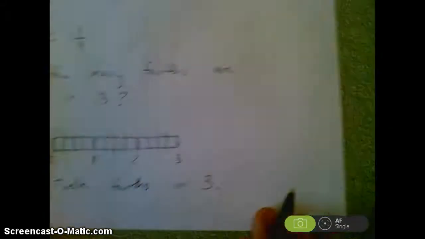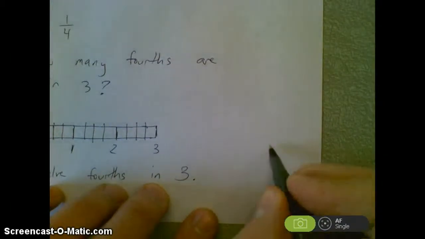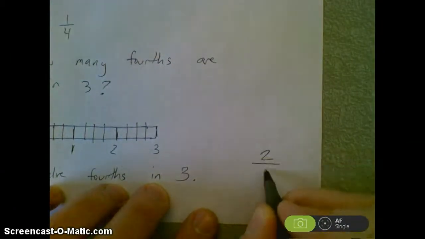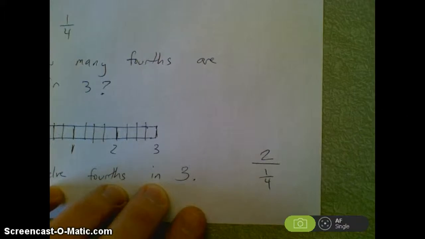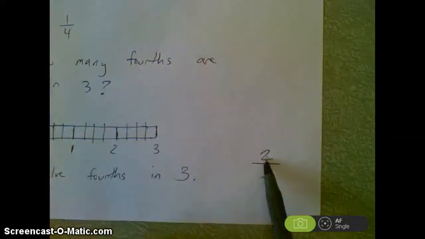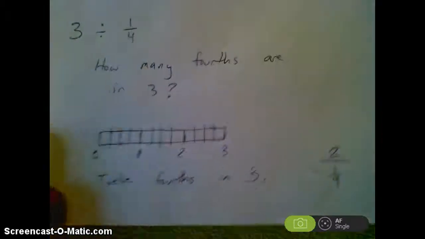It's just another way of looking at division, so that if you ever come across a problem that looks like, say, this, 2 divided by 1/4, you're not going to say, wait a minute, what do I do? You can say to yourself, okay, that's how many fourths are in 2. And since there's 4 fourths in 1, and you've got 2 of them, the answer would be 8. So it's a different way of looking at division.